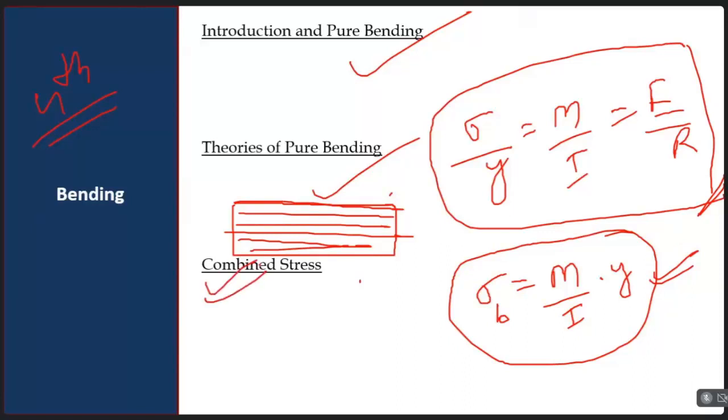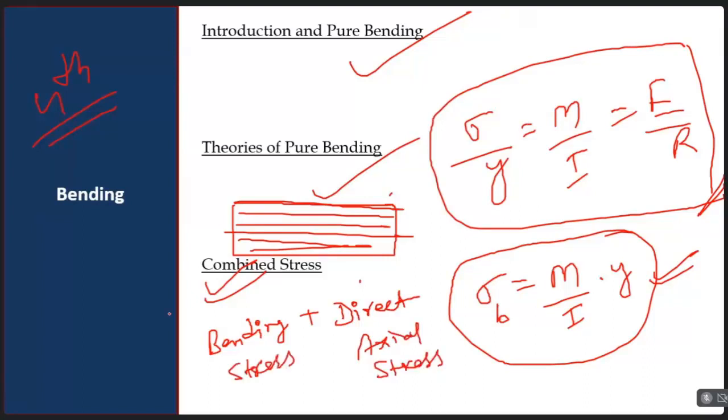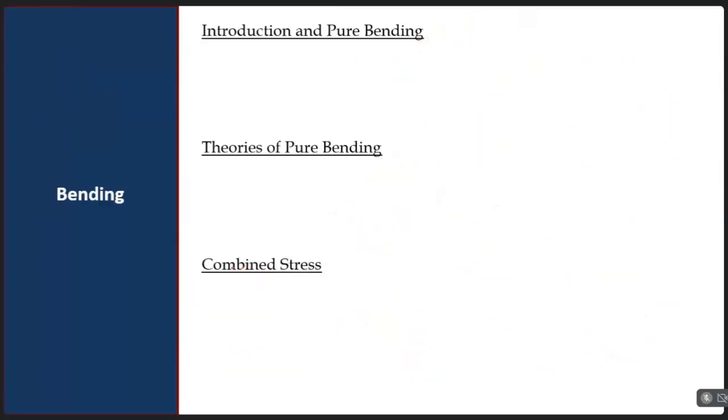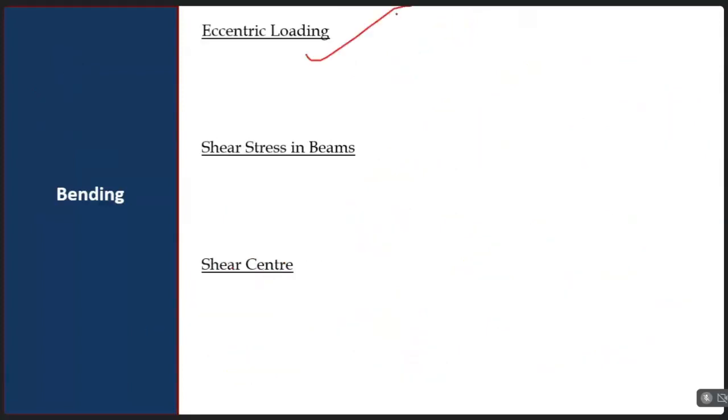Combined stress means combination of both bending plus direct stress, that is, bending stress plus direct normal stress or direct axial stress. This one is also very important. Now we should go for eccentric loading, which is also one combination of bending plus direct.